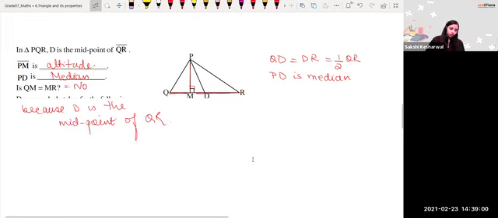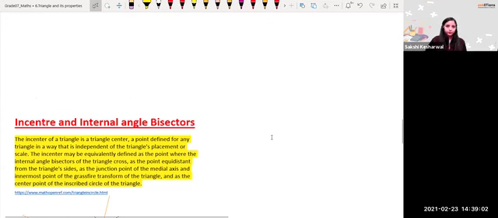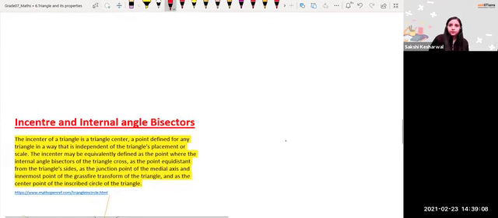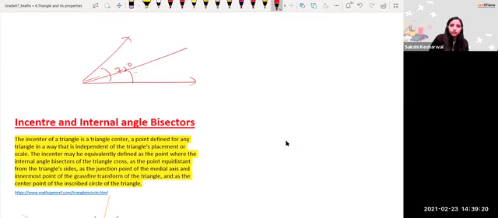Now, what do you mean by an incenter and the internal angle bisector? Just see. If you take a triangle, what do you mean by an angle bisector? If you have this angle, and I'm making this angle 72 degrees, and you draw a line like this, this angle is going to be 36 and this angle is going to be 36, right? So this line is an angle bisector. It is a line which divides the angle into two equal halves. That is what an angle bisector is.